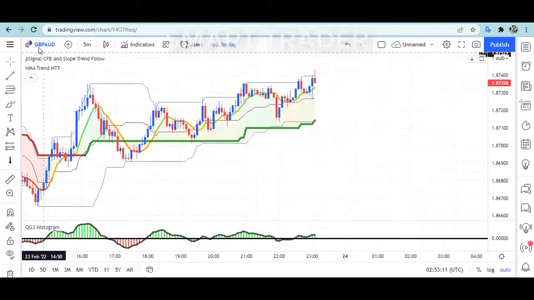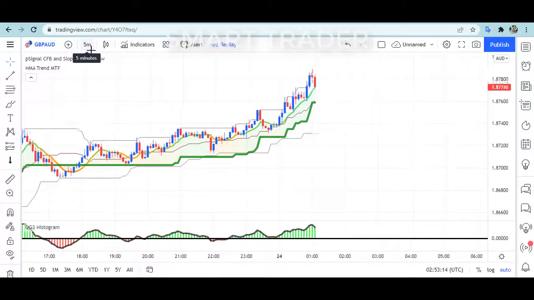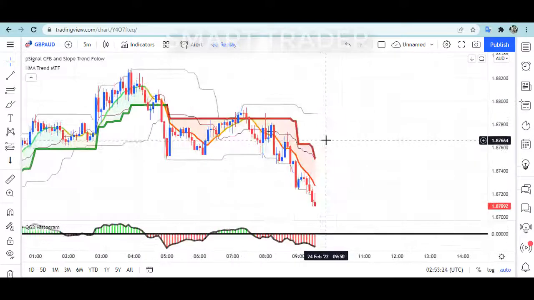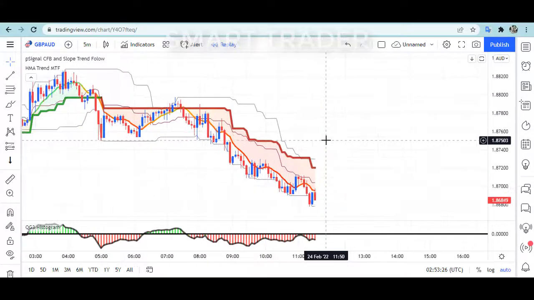Okay, this is the GBP AUD pair and 5-minute time frame. I will show you how to swing trade on the 5-minute time frame. The indicator settings you can check in the description below.